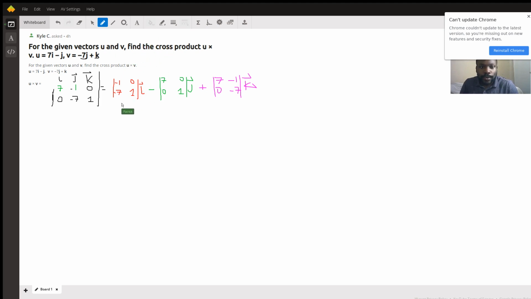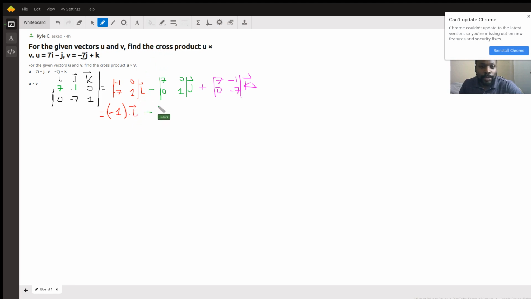So let's see. For the first determinant, you multiply the first diagonal, so -1 times 1. You multiply the first diagonal, and from this you subtract the second diagonal. So -1 times 1, that's -1. And then -7 times 0, well, that's just 0. So you're just going to have -1 times i.